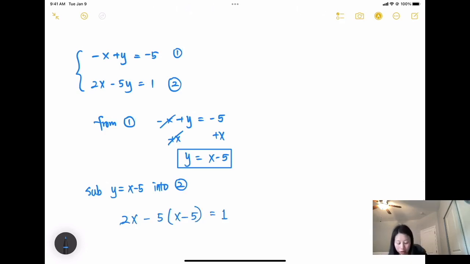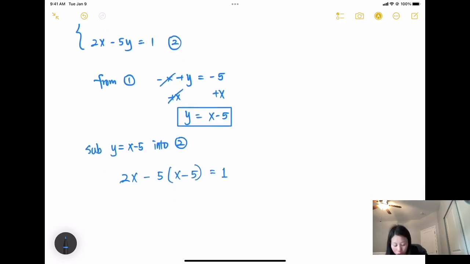Now let's solve for x. So first I have 2x, and now I distribute negative 5, and remember it's negative 5, not just 5, into the equation. I have negative 5x, and then negative 5 times negative 5, I have positive 25. Be careful about the sign. And then I have what? Negative 3x plus 25 equals 1.